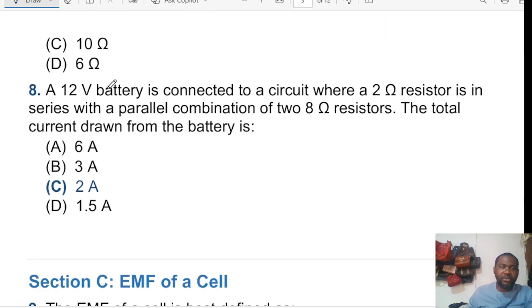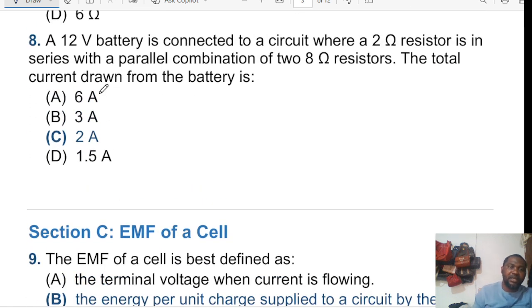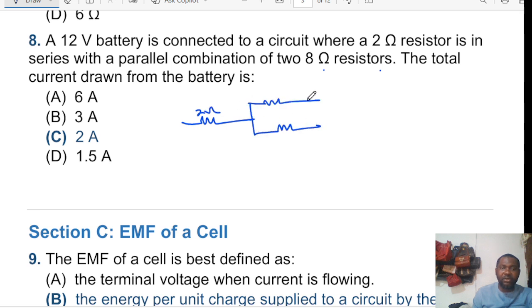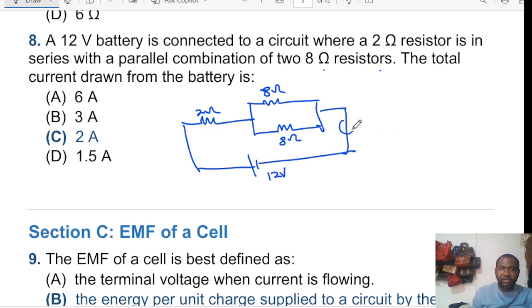So that leads us to the next one. It says a 12 volt battery is connected to a circuit where a 2 ohm resistor is in series with a parallel combination of two 8 ohm resistors. The total current drawn from the battery is... So first of all, a 2 ohm resistor is in series with a parallel combination of two 8 ohm resistors. That's it. This is the diagram. And both of them are connected to a 12 volt battery. If you like, you can put an ammeter here to represent the current that flows through it.